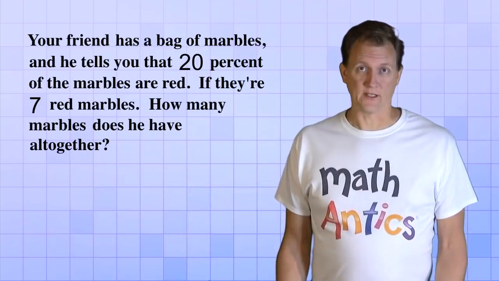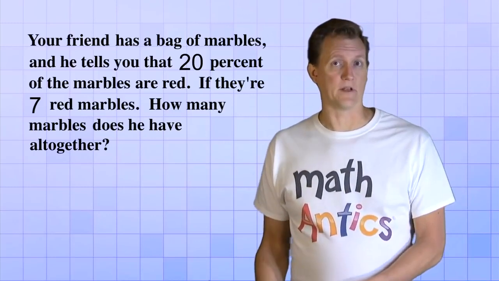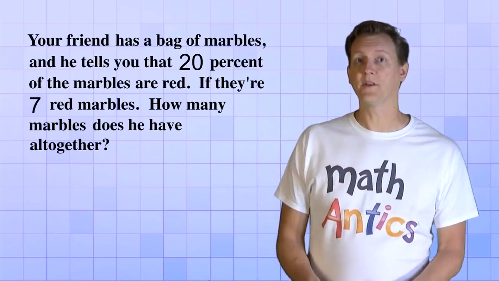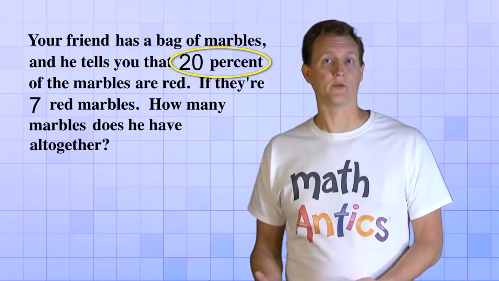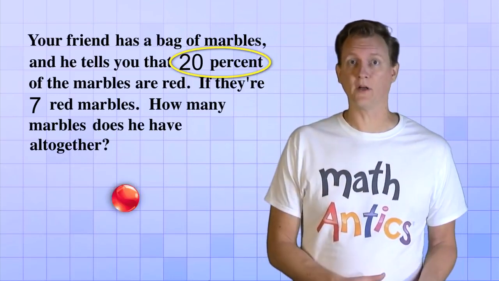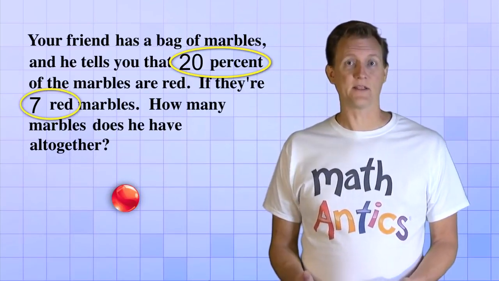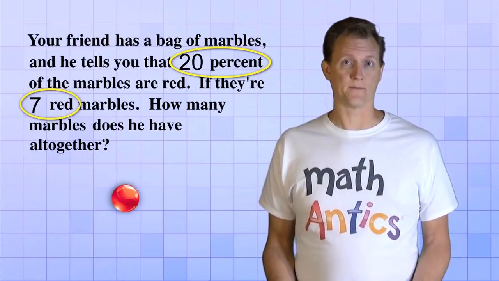And another way that we can tell is by the numbers that we are given. In this problem, we know that the percent is 20, and we're also told that part of the marbles are red, so we know that the part is 7, so that means that it must be the total that's missing.